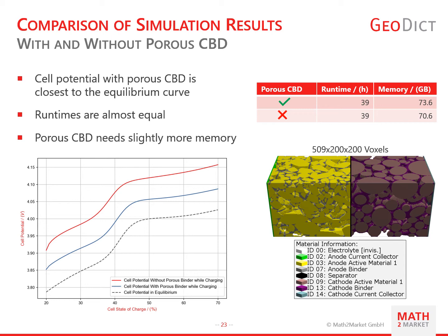One can clearly see that it makes a huge difference when the porous nature is considered in charging simulations. The electrolyte has a better connectivity, and this leads to a lower cell potential. In this case, the cell potential with porous carbon black and binder is right in the center of the other two curves. Fortunately, the run times for both simulations with 39 hours are equal, and the memory consumption is increased by just 5%.